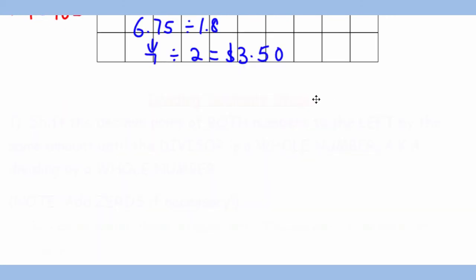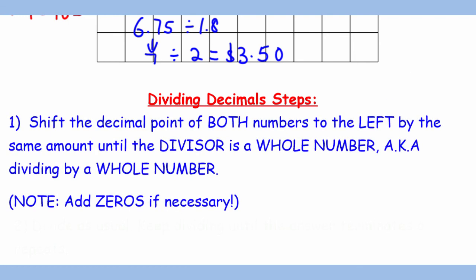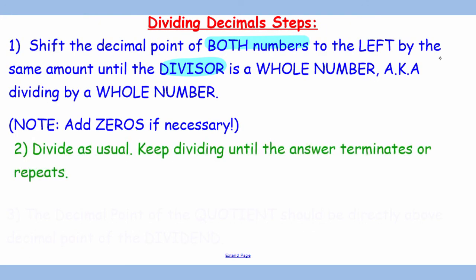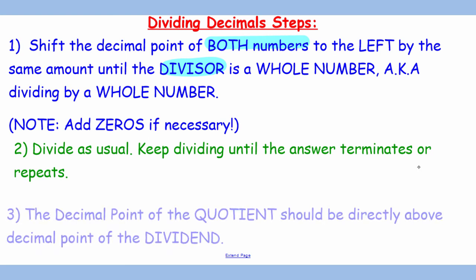To wrap up this lesson, steps to divide decimals are: 1. Shift the decimal point of both numbers to the right by the same amount until the divisor is a whole number. So you can divide by a whole number and add 0 if you ever need it. 2. Divide as usual. Keep dividing until the answer terminates, meaning stops or repeats. And 3. The decimal point of the quotient, meaning your answer, should be directly above the decimal point of the dividend, which is the number that you start off dividing. That's it for the lesson.